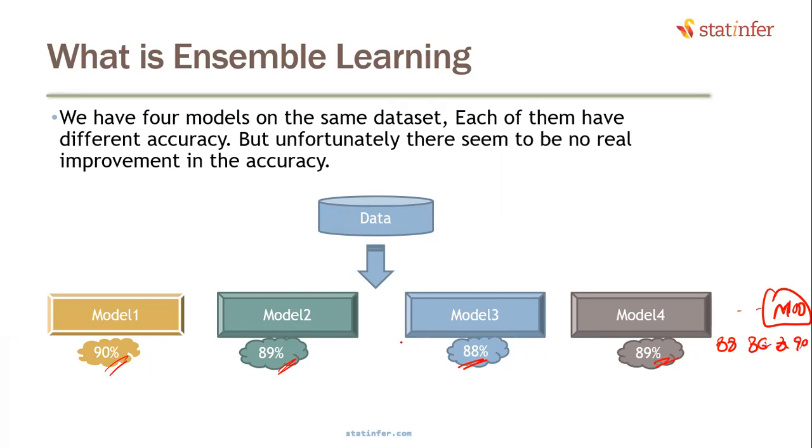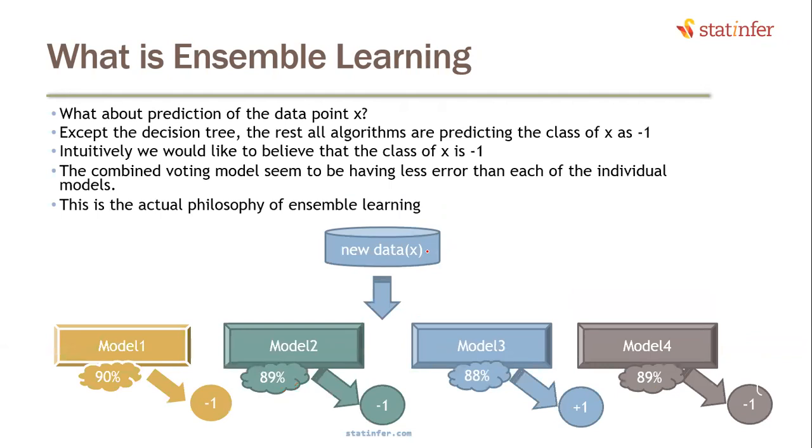Different accuracies are there. When a new data point comes, one data point will give you these many predictions. Model one predicts it to be -1. Model two predicts it to be -1. Model three predicts it to be +1. Model four predicts it to be -1. That is one data point. For one data point, you cannot give four predictions. These four combined together, finally, what is the one single predicted class? Is it -1 or +1? Since most of the models are saying -1, we will say the predicted value is -1. That is known as an ensemble model.